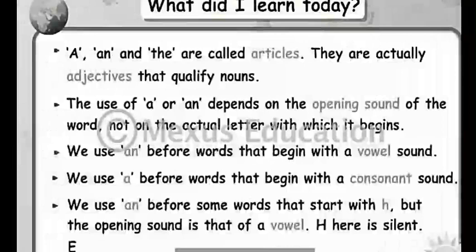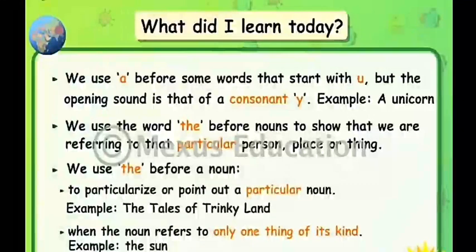Clear? Now, A or AN depends on the opening sound of the word, not on the actual letter with which it begins. We use AN before words that begin with a vowel sound. We use A before words that begin with a consonant sound. And AN we use before some words that start with H but give the sound of a vowel. Okay, we use A before some words that start with U, but it gives a consonant sound Y, like a unicorn.